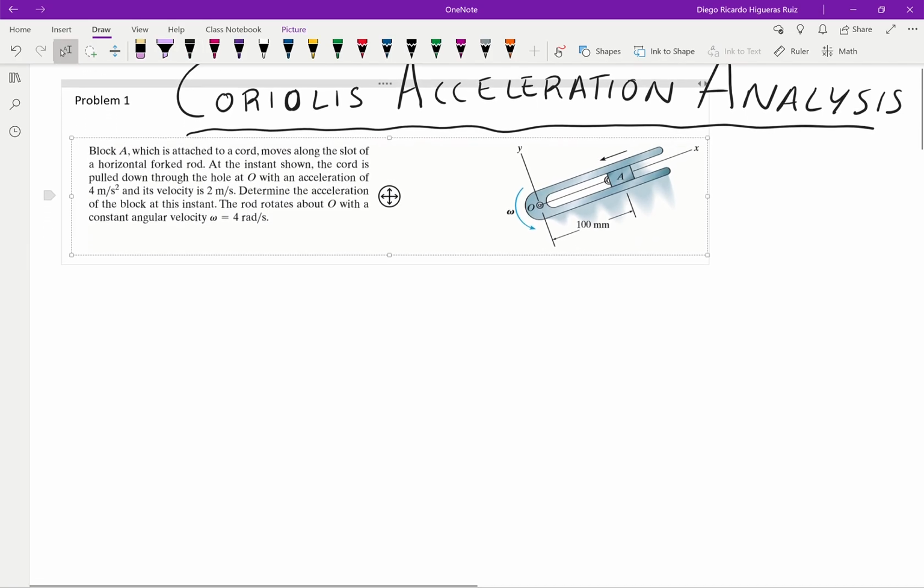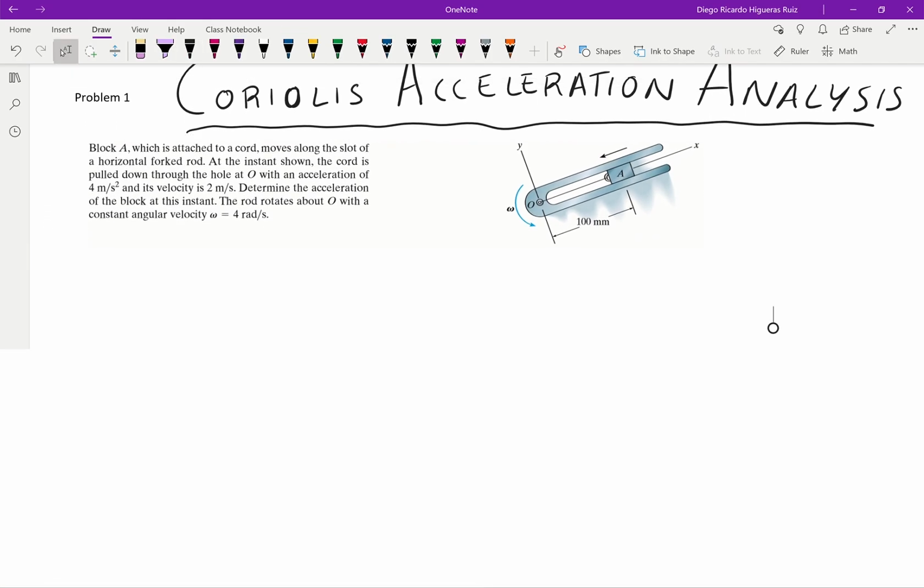So, the first problem, problem number 1: we have a block A which is attached to a cord, moves along the slot of a horizontal forked rod. At the instant shown, the cord is pulled down through the hole at O with an acceleration of 4 meters per second squared, and its velocity is 2 meters per second. Determine the acceleration of the block at this instant. The rod rotates about O with a constant angular velocity of omega equal to 4 radians per second.